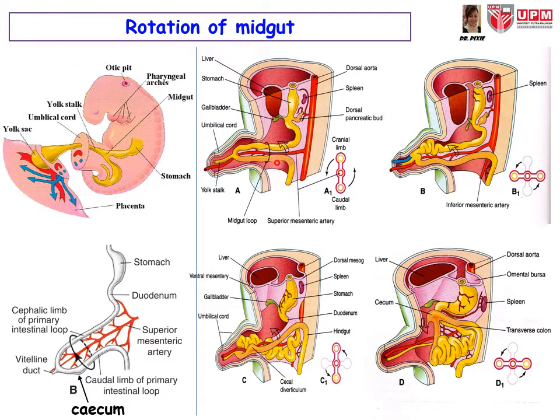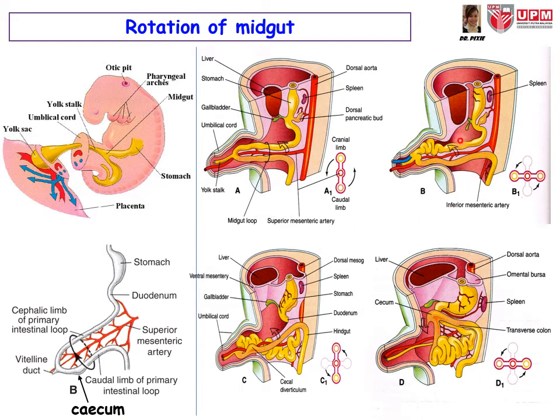After the physiological herniation in the second month, following that in the third month, or to be exact week 10, this intestinal loop starts to re-enter into the abdominal cavity. And during this re-entering, it further rotates 180 degrees. This is another 90 degrees, followed by another 90 degrees. So it will rotate counterclockwise 180 degrees.